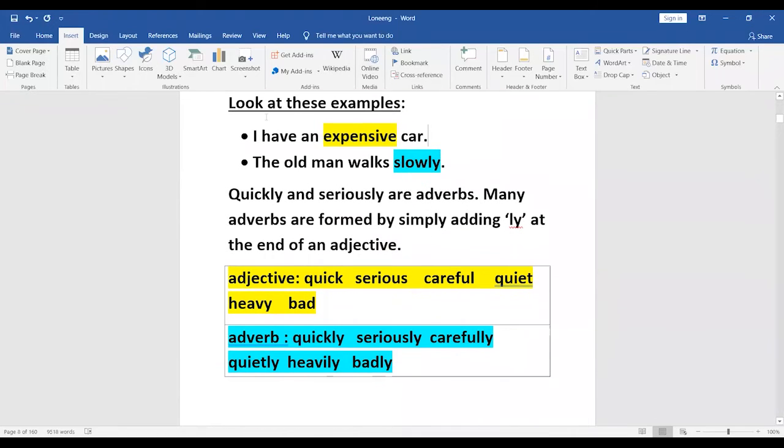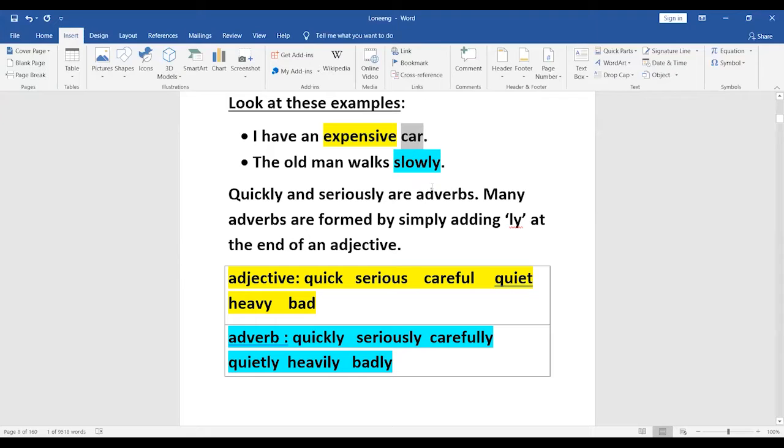The first example is I have an expensive car. The subject here, I, is also a noun. Okay, I is a subject. It's also called a noun. And here, the noun, it's a common noun. And I have an expensive car. So what do I have? I have a car. What is another noun? Car. It is a common noun.